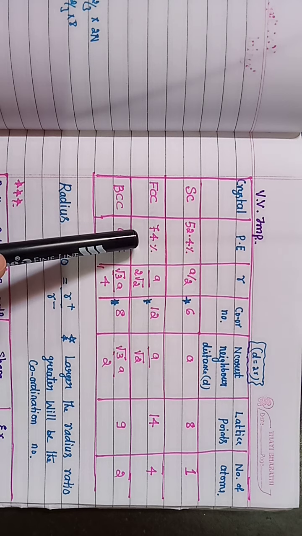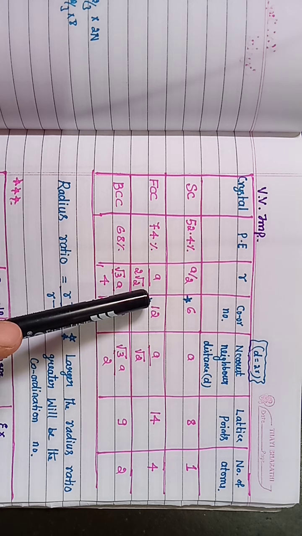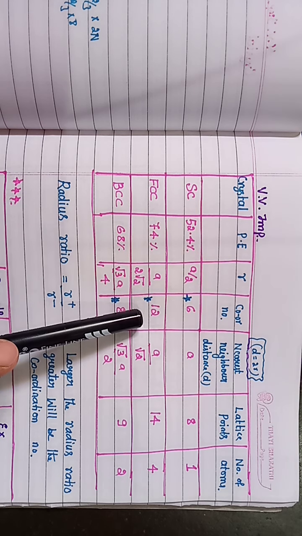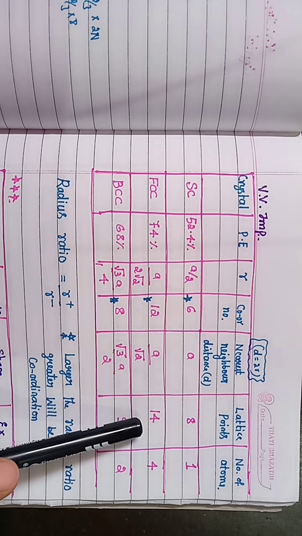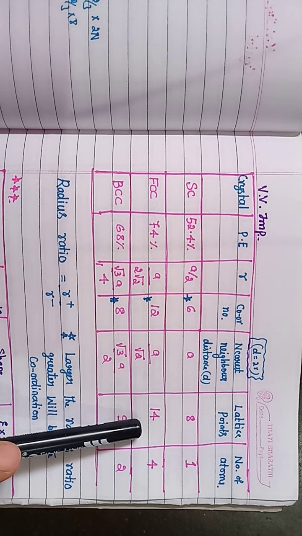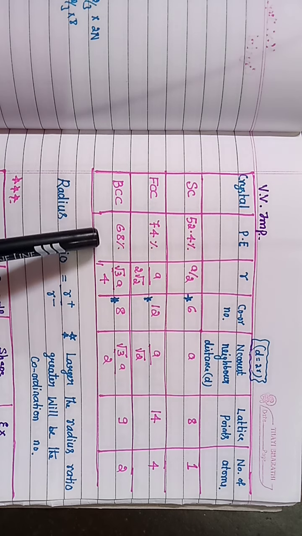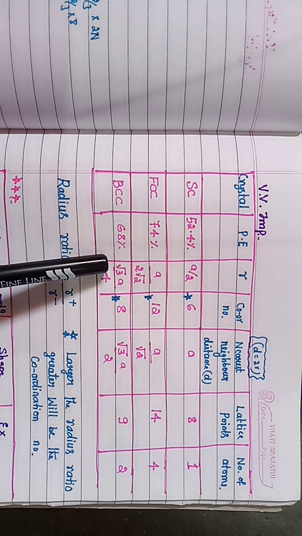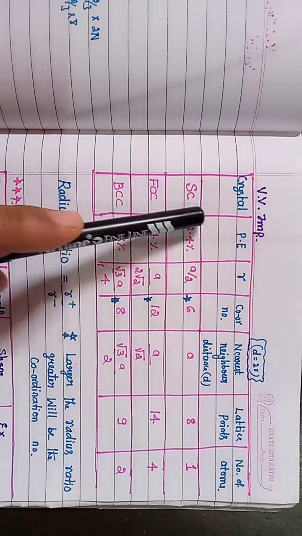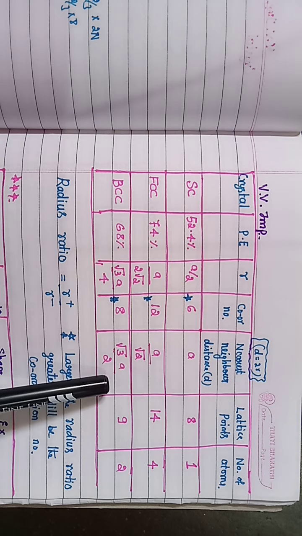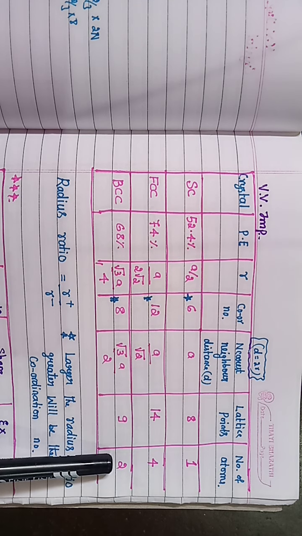For face centered, the packing efficiency is 74%. Radius is a by 2 root 2. Coordination number is 12, very important, and d is a by root 2. Lattice points total 14, along with corners and 6 faces, and the number of atoms is 4. In BCC, the packing efficiency is 68%. r is root 3 a by 4. Coordination number is 8. Remember these coordination numbers. And d is root 3 a by 2. Lattice points are 9 including the body center, and the number of atoms is 2.